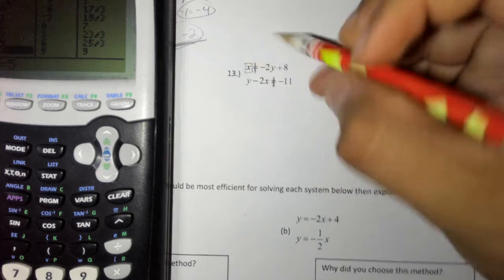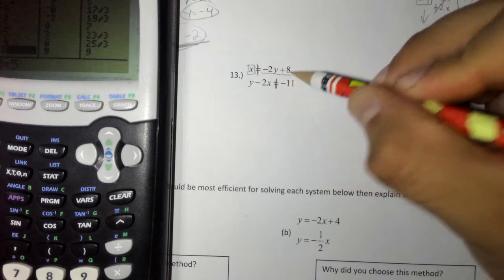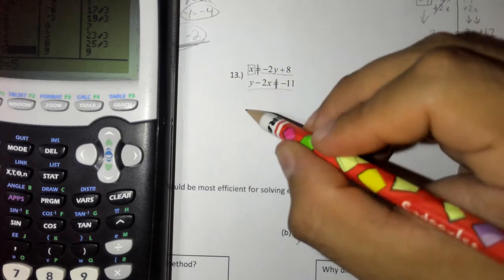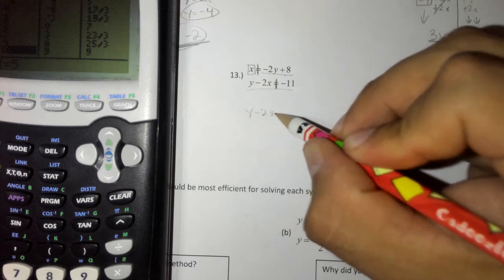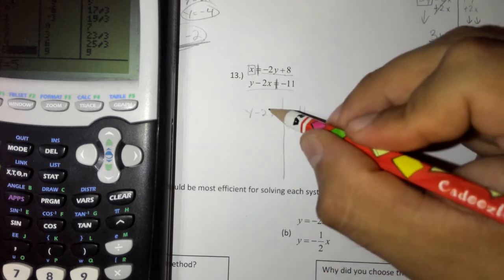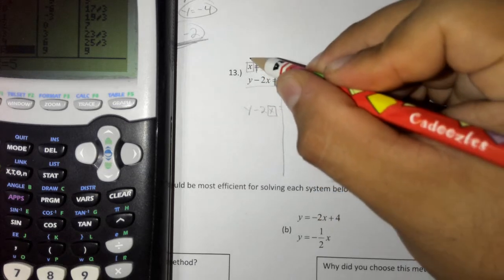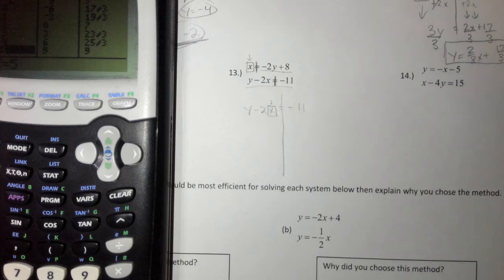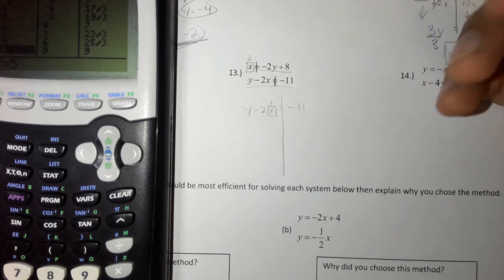If we box this in, then we're solving for this, or sorry, x is equal to this, so that means that we rewrite the second equation, which would be y minus 2x equal to -11. I box in my x because that's the one that I originally boxed in. I know that we're used to boxing in the y, but in this case x is what I boxed in, so I boxed it in again.